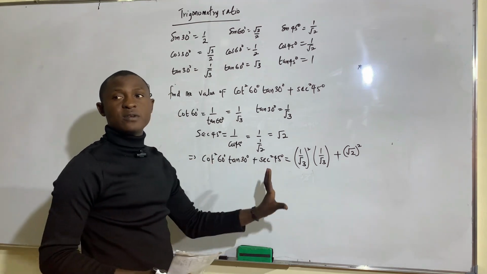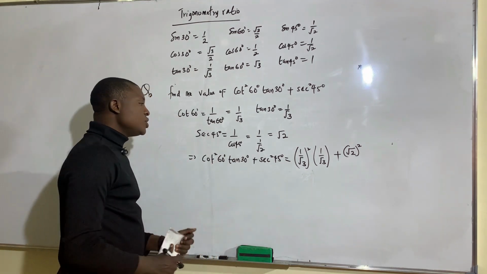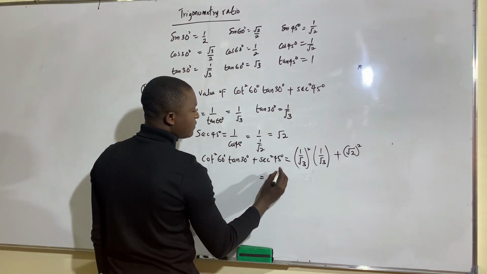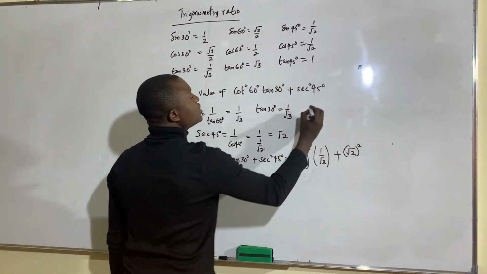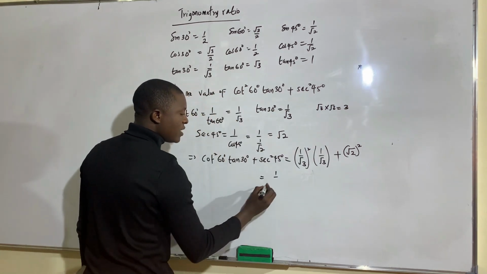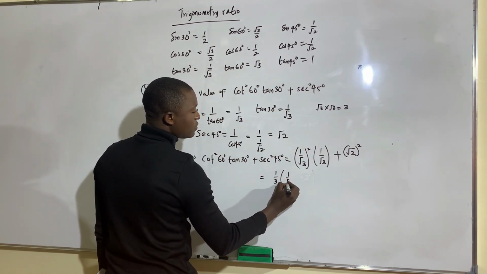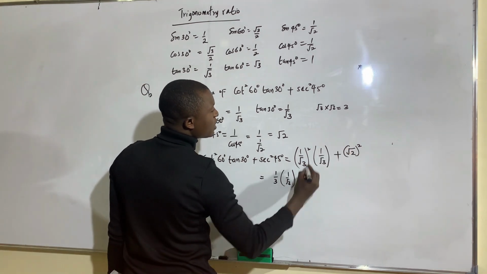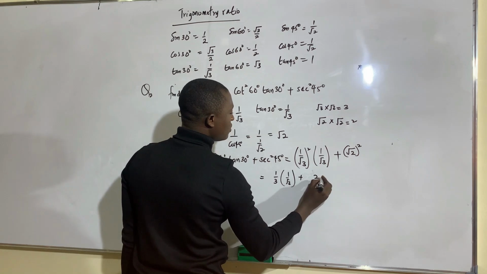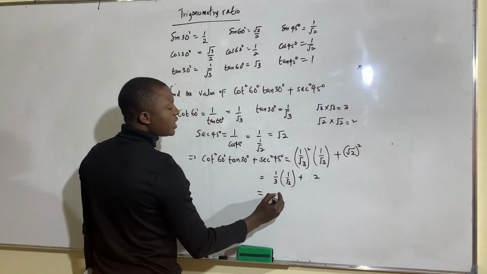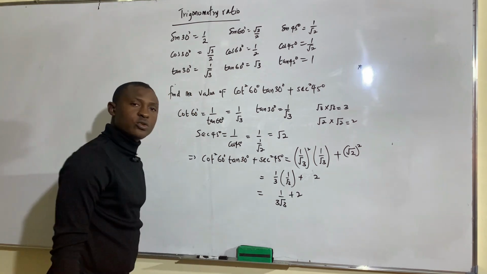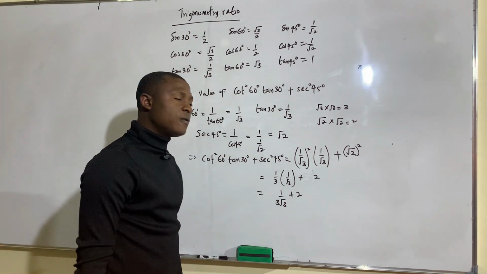So now I want to find the value of this one. This one means I should square it. If I square that one, I will just have 1 times 1 is 1, and root 3 times root 3, of course, that's going to be 3. So we have 1 over 3 here. Then if I square root 2, it means root 2 times root 2, and we are going to have 2. So 1 over 3, plus 2.